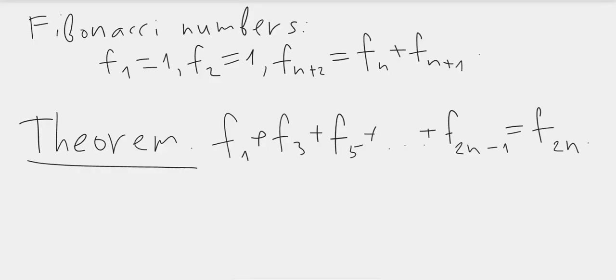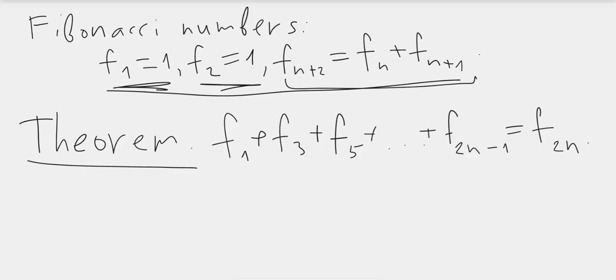In this video I'm going to talk about the sum of the first n Fibonacci numbers with odd indices. So the Fibonacci numbers are defined recurrently like this. First we set the first two Fibonacci numbers to 1, and then we have the recurrence relation that says that the next Fibonacci number is equal to the sum of the two previous ones.